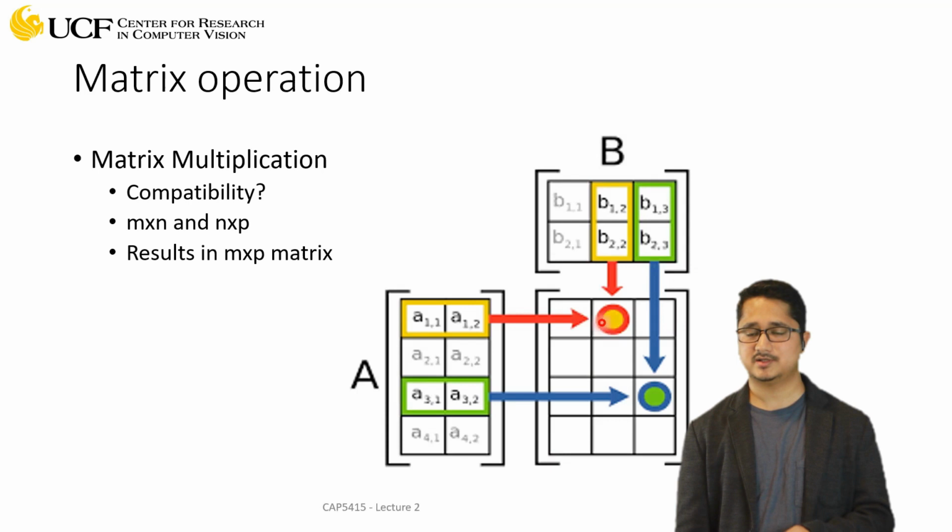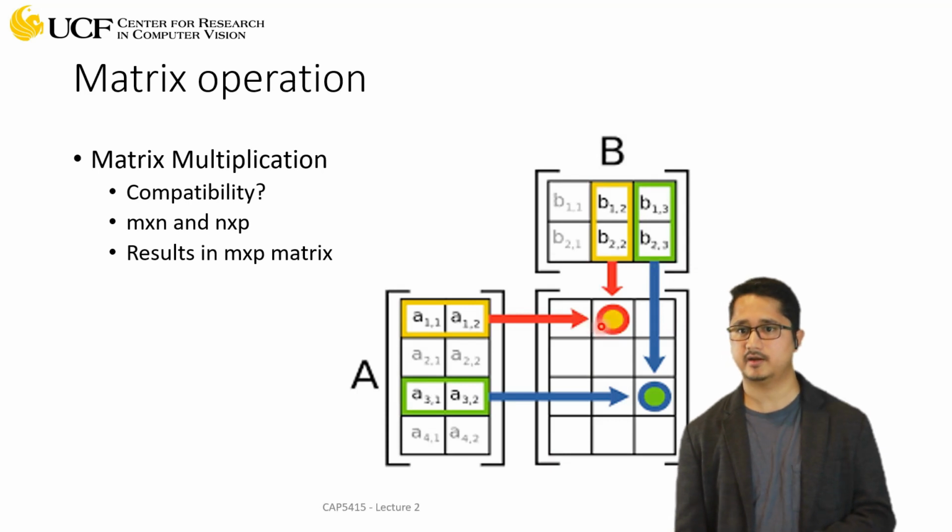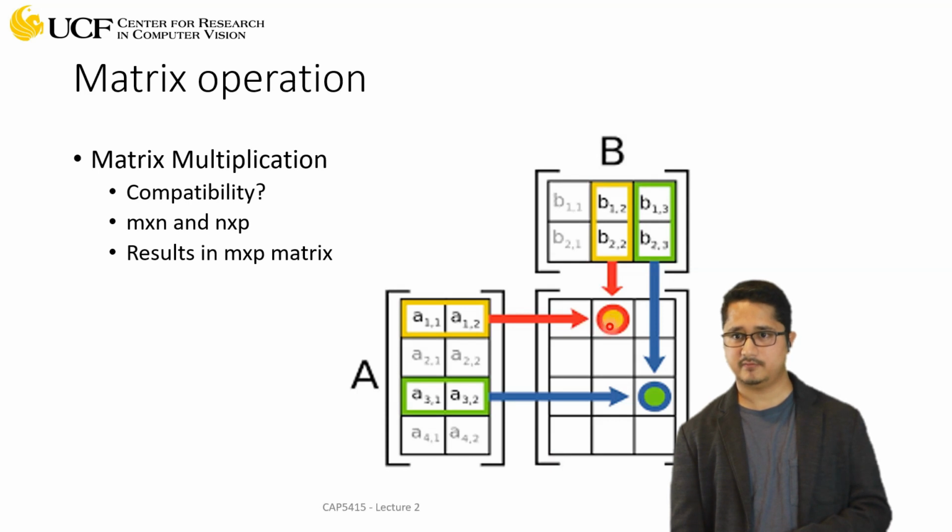Right? So now let's try to understand where each of these values is coming from. If we need the value for this location, this is first row and second column, right? That's the identity of this location. So it will get values from the first row of A and the second column of B. The rows correspond to the first matrix and the columns correspond to the second matrix.